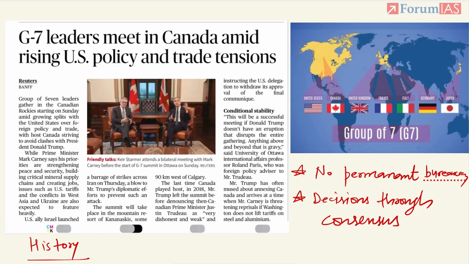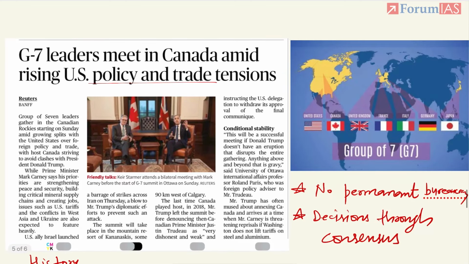This summit is very important for India also, as India has to put its stand against terrorism and also Operation Sindoor. And also the trade policy which US is following. So let's see basic things about G7.